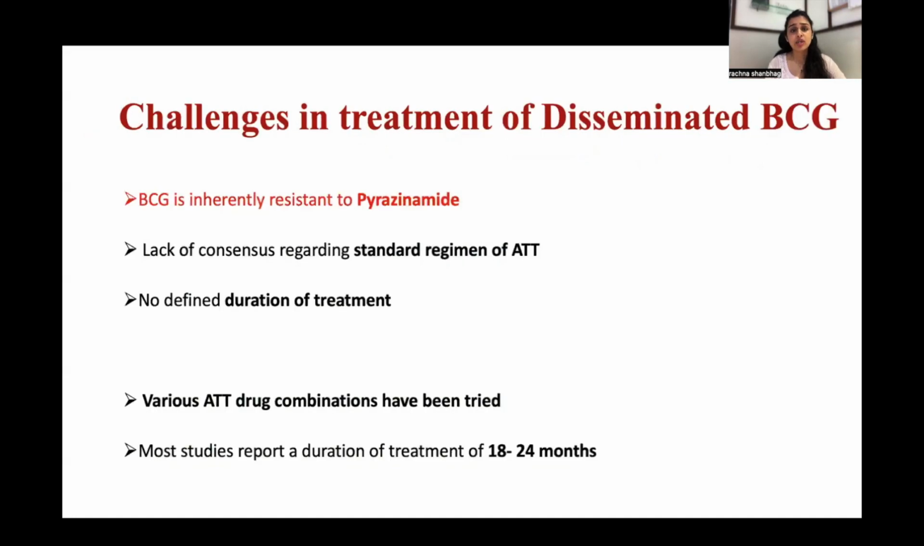Why is it important to diagnose these conditions? It is because the treatment of disseminated BCG can often be challenging. BCG, as we know, is inherently resistant to pyrazinamide, and there is lack of consensus regarding the standard regimen of ATT and also the duration of treatment that must be offered to these children. Hence, most papers report various ATT drug combinations that have been tried, and most children are treated for a duration of 18 to 24 months.